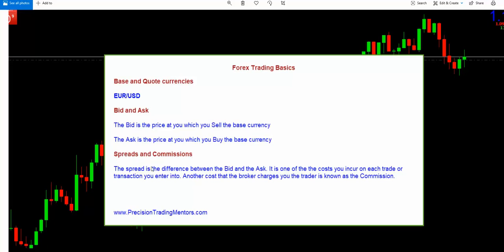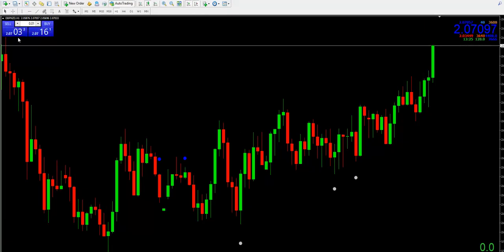Now, the spread, even as it says here, is the difference between the bid and the ask. We looked at that a while ago. So the difference between the bid and the ask price is what you refer to as the spread. It is one of the costs you incur on each trade or transaction you enter into. And of course, another cost the broker charges you is known as the commission. So having known what the spread is, going back to the chart here, we can see that the difference between the bid price and the ask is what we refer to as the spread.